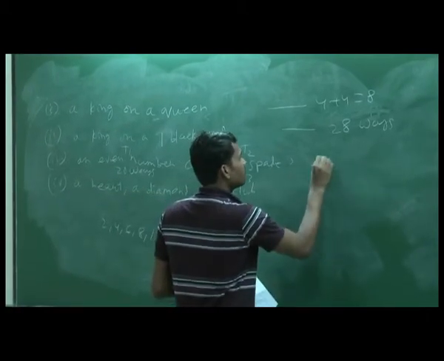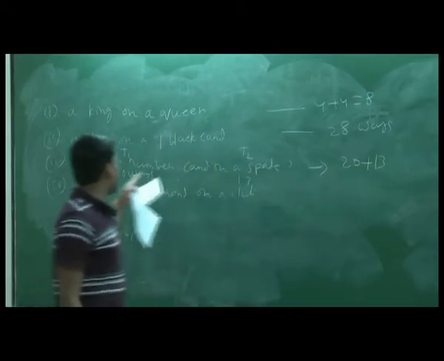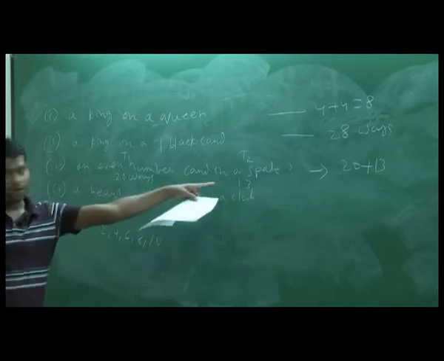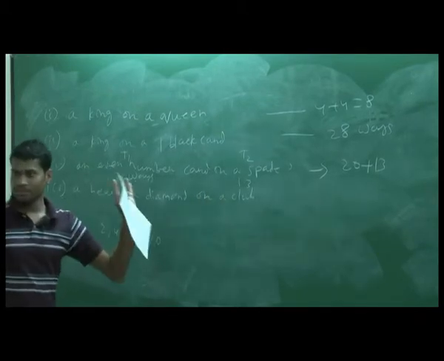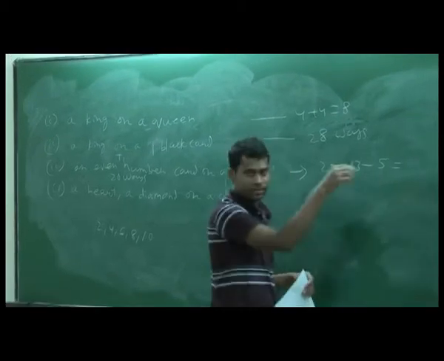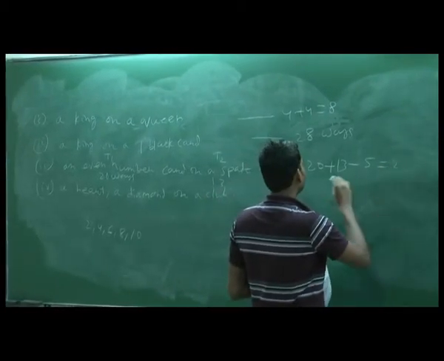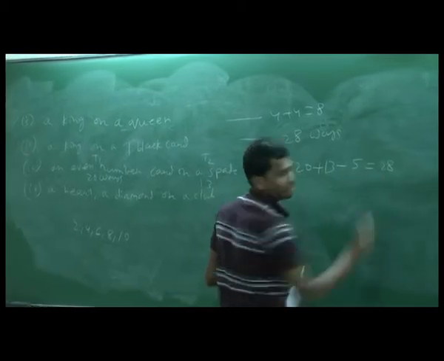So in total how many ways do we have to do? 20 plus 13, and how many are common? Because spades have 5 even numbers also. Minus 5, and n is 5 here. So 33 minus 5, it's 28.